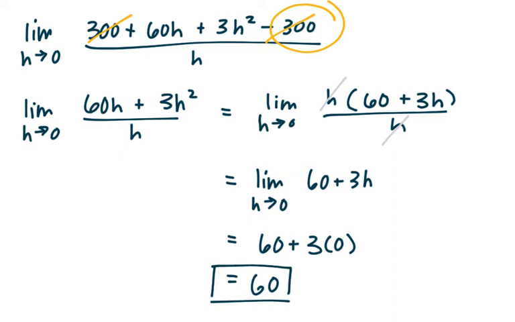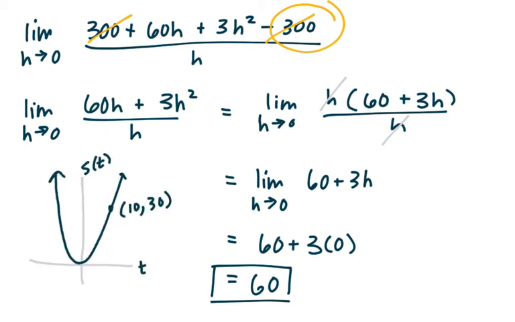So 60 represents the instantaneous rate of change and essentially represents the slope of the tangent line at that point, at t equals 10 on my original graph, s of t equals 3t squared. And so I've drawn here a graph. It's not to scale, but representing s of t. And at that point 10, my output value would be 300.